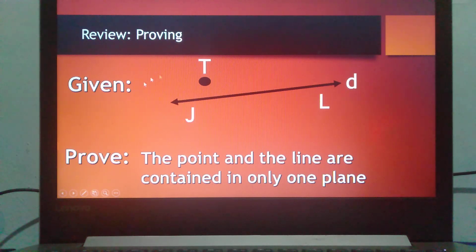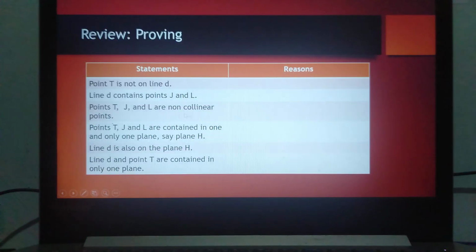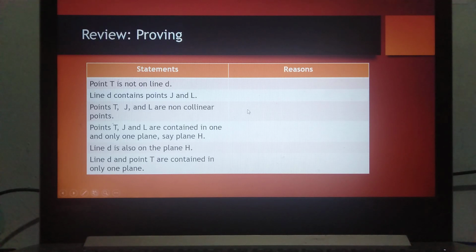But here, as we can see in this figure, point T, J, and L, it didn't contain or lie in the same line. Pero for us to prove that they're not collinear, we will use definition of collinearity. Ayun. So again, for the first statement, given. Second statement, 2 points form a line. Then for the third reason is definition of collinearity. It's because of 3 points lie in the same line is collinear. That's what we call collinear points.